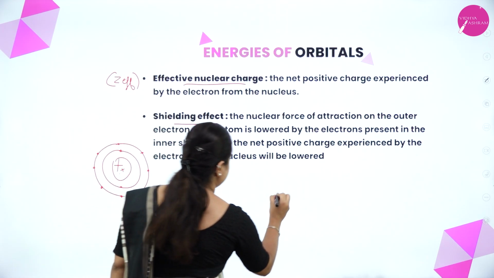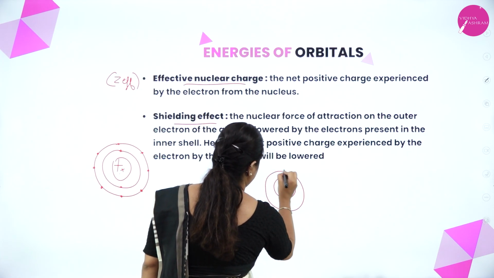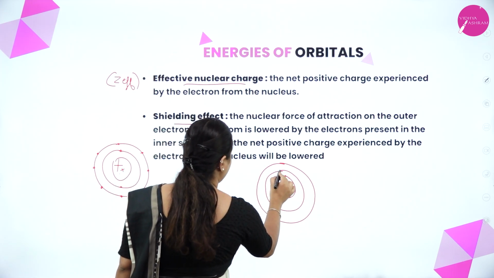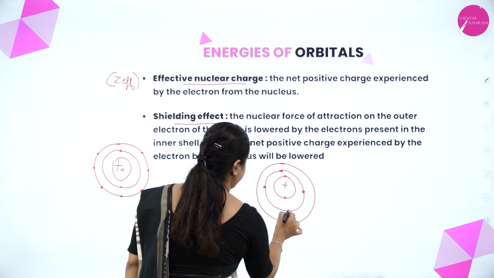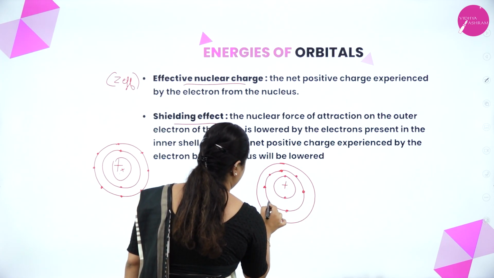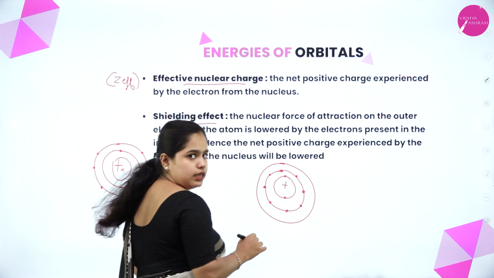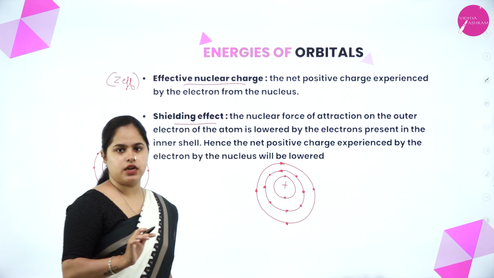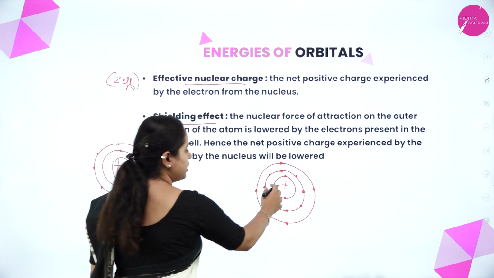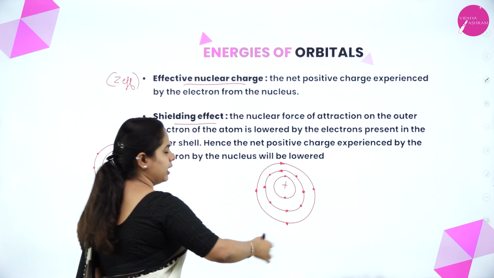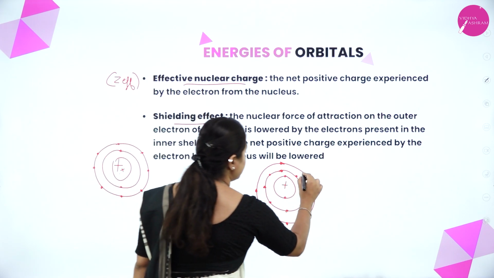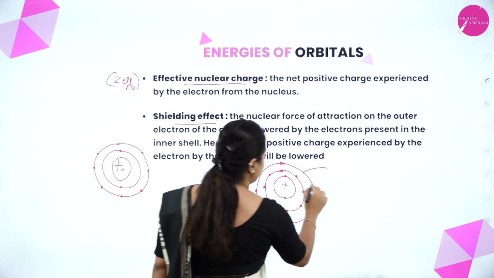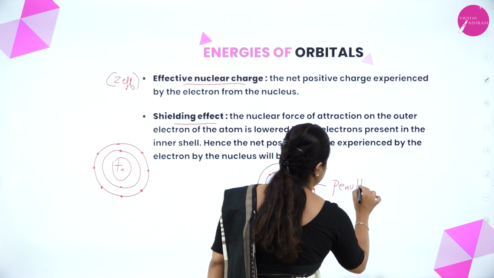Shielding effect. Let us consider an atom in which there are 2 electrons in the first shell, and 8 electrons in the second shell, and 4 electrons in the outermost shell. So I am considering an atom like this. What happens? There is a positively charged nucleus there and there are electrons in different shells. This is the outermost shell. The shell present before the outermost shell is called the penultimate shell.